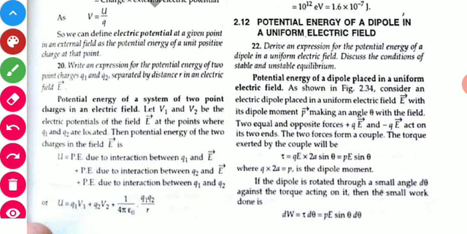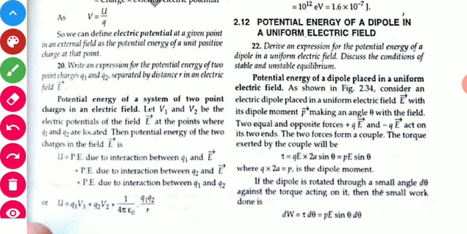So students, now our next expression: write an expression for potential energy of 2 point charges Q1 and Q2 separated by a distance r in an external field E. Before this we did the expression for a system of charges, but in that there was no external field. But here we have applied an external field and two charges are placed inside the external electric field.